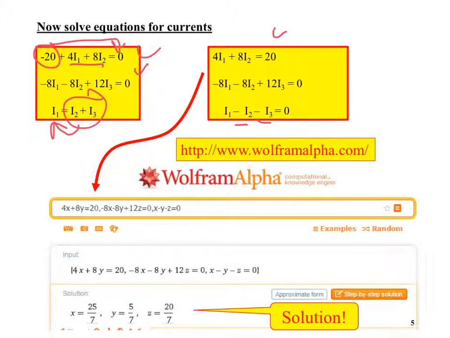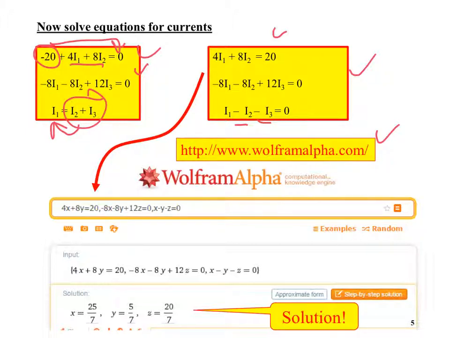So now I have three equations in kind of a standard form where I have something I1 plus something I2 plus something I3 equals some constant. And I have three different equations of that form. Now, there are a lot of different ways that you can solve this. One of my favorite websites is wolframalpha.com. If you've not gone there, try it out.